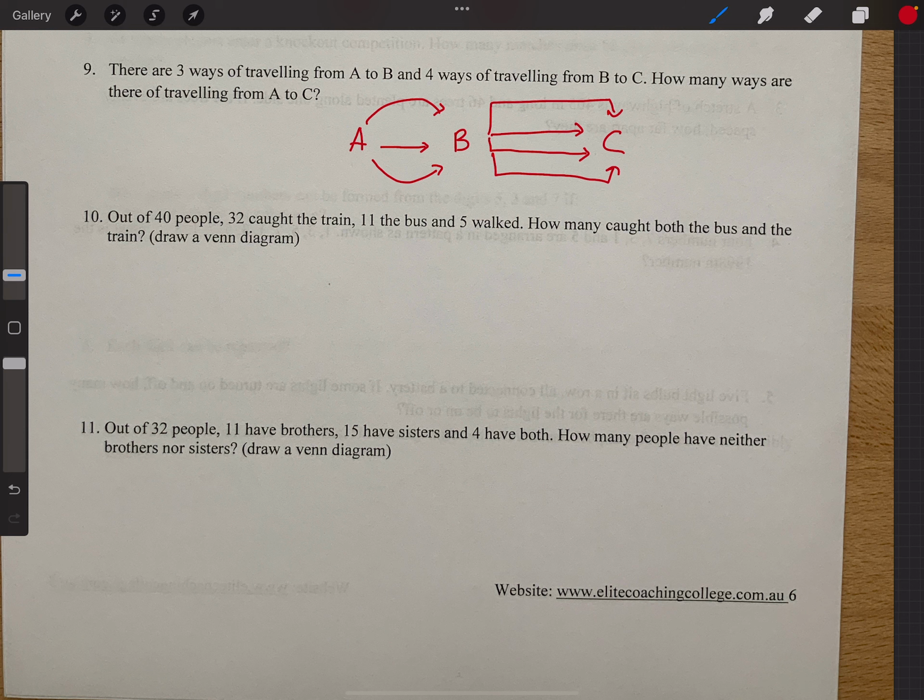Okay. Well, how many ways can I travel from A to B? Well, there's 3 ways. How many ways to go from B to C? There's 4. What do we do to these numbers? We multiply them and we will get the answer. 12. There are 12 possible ways.